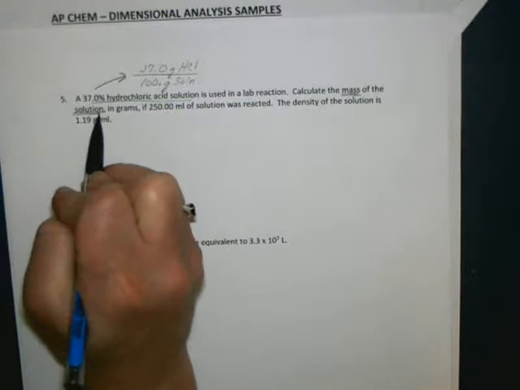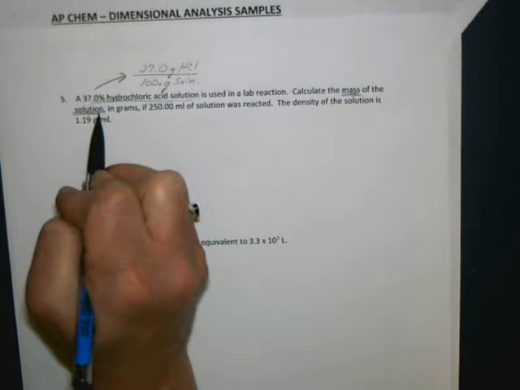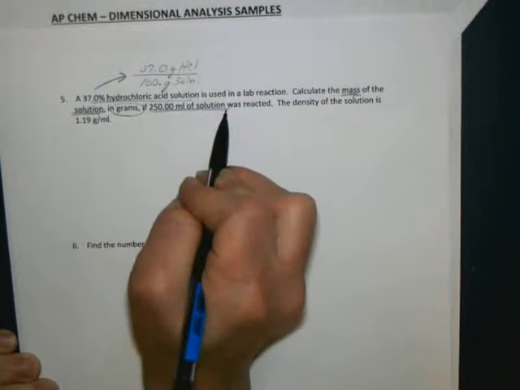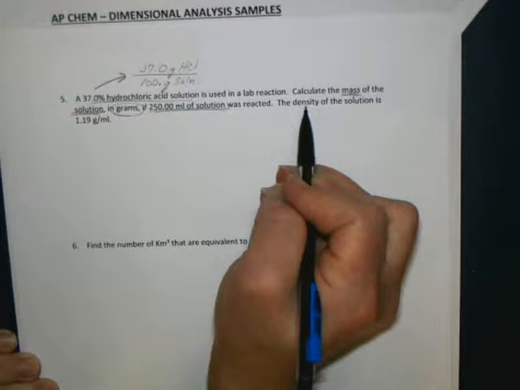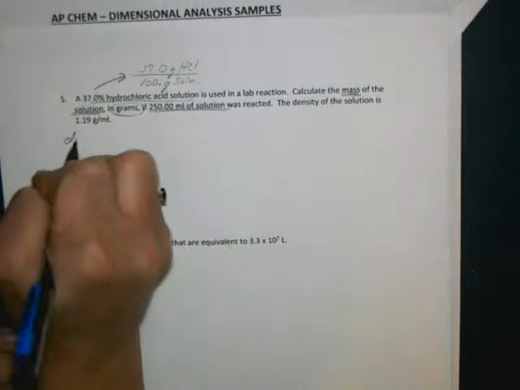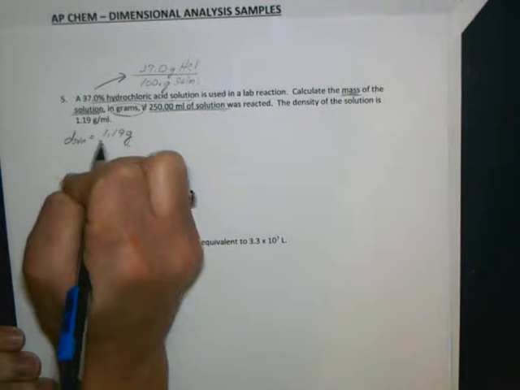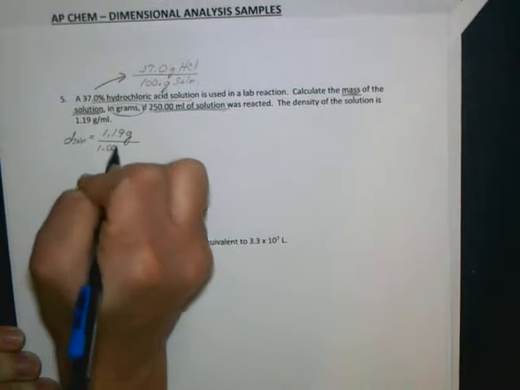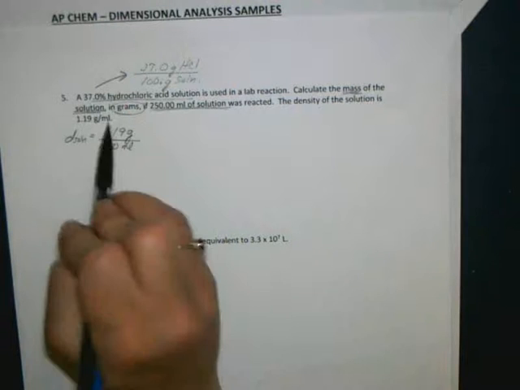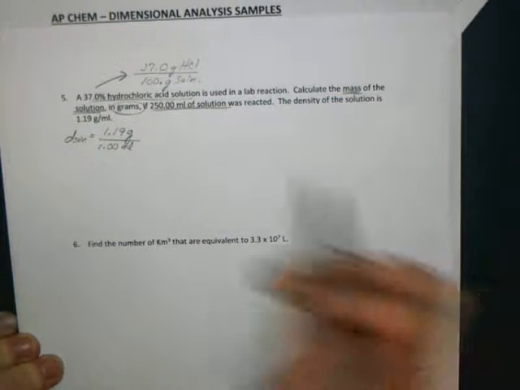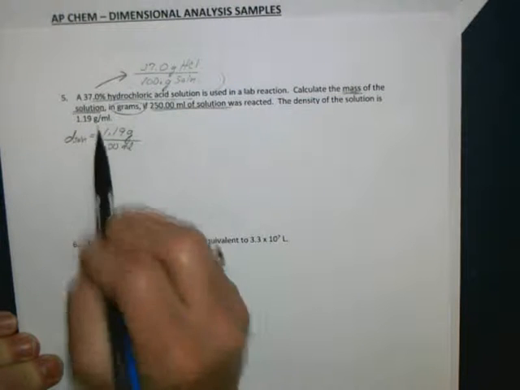Calculate the mass of the solution, not the mass of the HCl, but what delivers the HCl, which is the solution, in grams, if 250 milliliters of the solution was reacted. The density, that's good to have. The density of the solution is 1.19 gram per milliliter. Now, because I know I'm using dimensional analysis, I'm going to expand the density to be a conversion factor also. So, I've made a conversion factor. My density is a conversion factor.